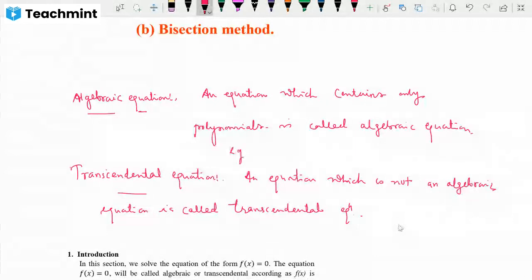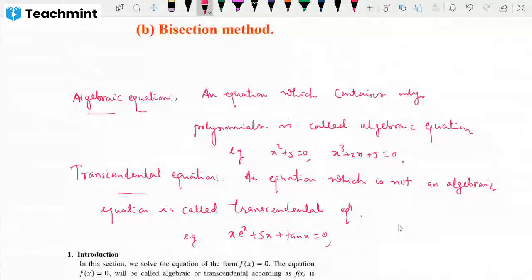So what is example of algebraic equation? That is polynomial equation. That is x square plus 5 equal to 0, or you can take x cube plus 2x plus 5 equal to 0, or likewise. And what are the examples of transcendental equations? So you can take x into e raised to x plus 5x plus 10x equal to 0. So that will be transcendental equation.